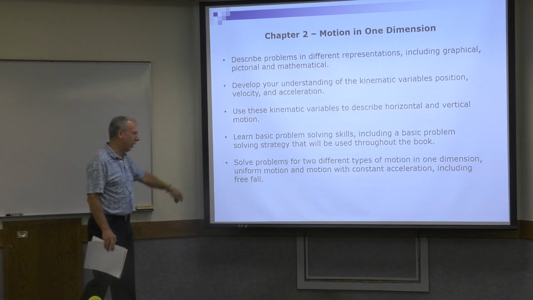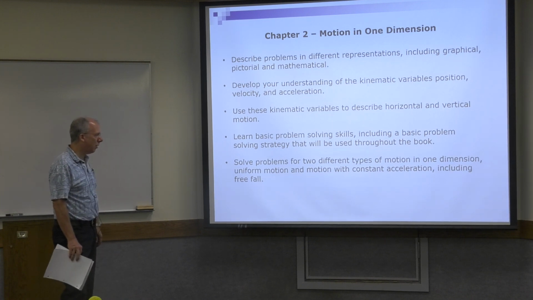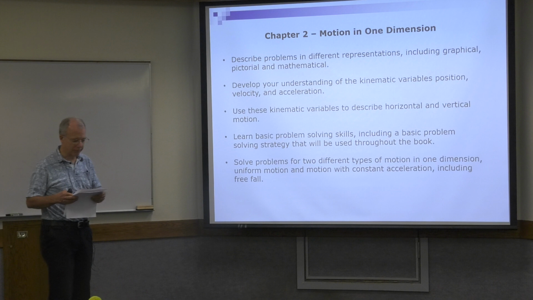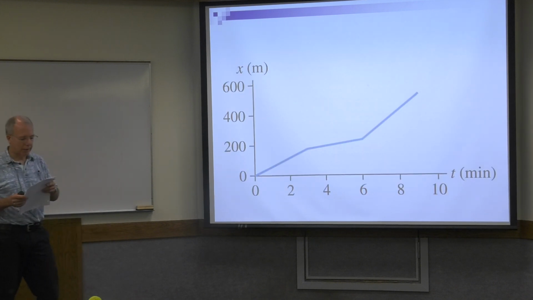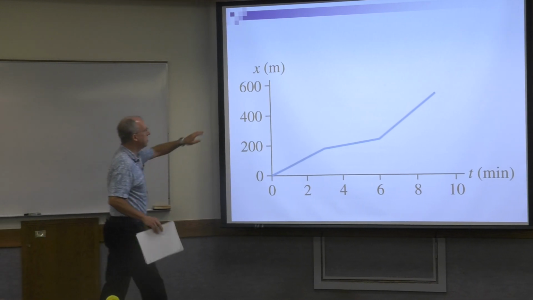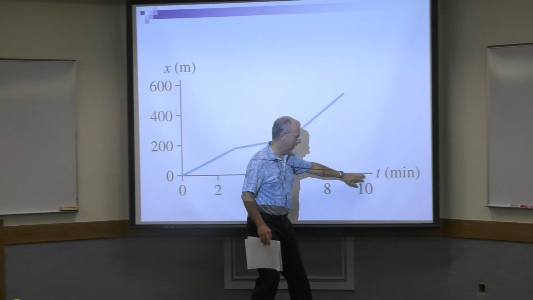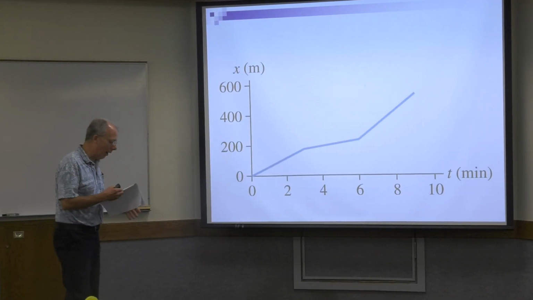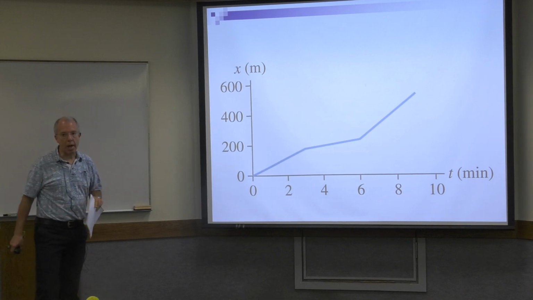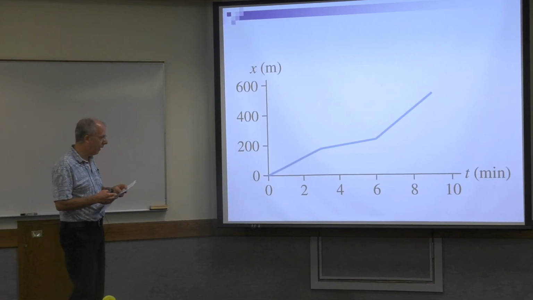And then we're going to solve problems: one dimension, uniform motion, motion with constant acceleration, including free fall. All right, let's talk about graphs. Now this is x in meters, so it's a distance or position, and time in minutes, whatever. This is called a position versus time graph. We're going to use these a lot in class, and you'll use them a lot in lab as well.